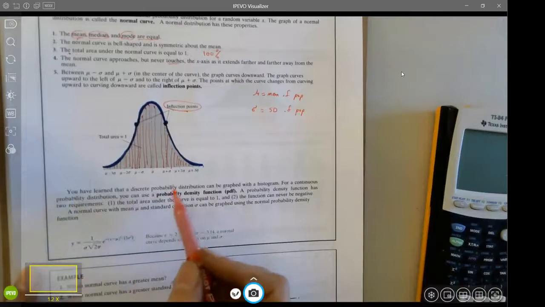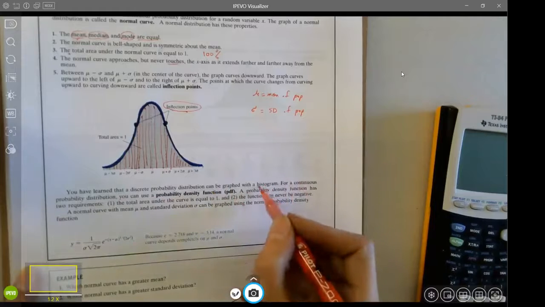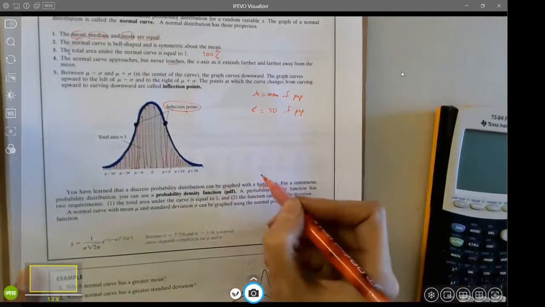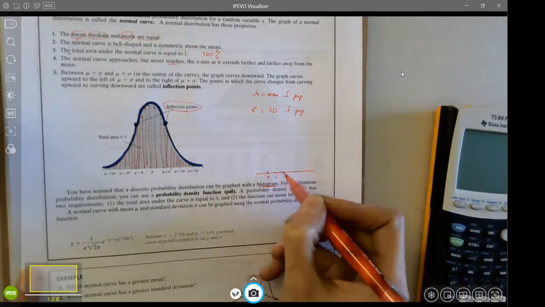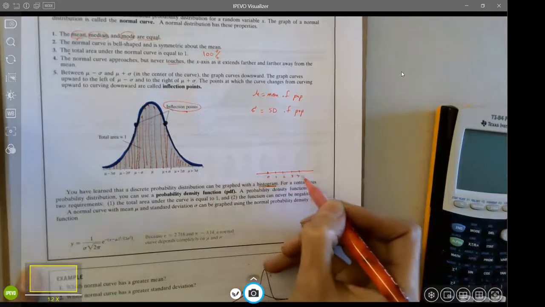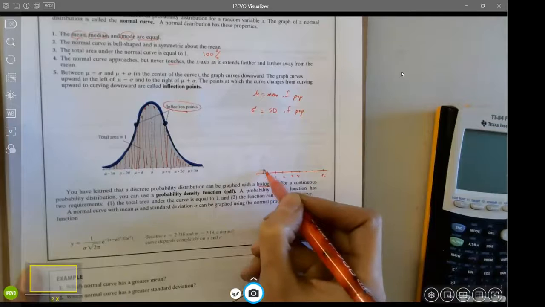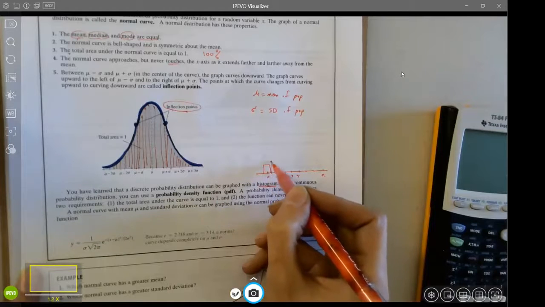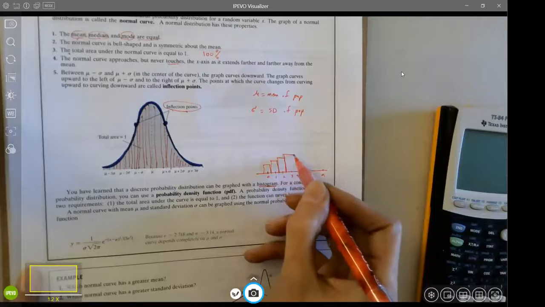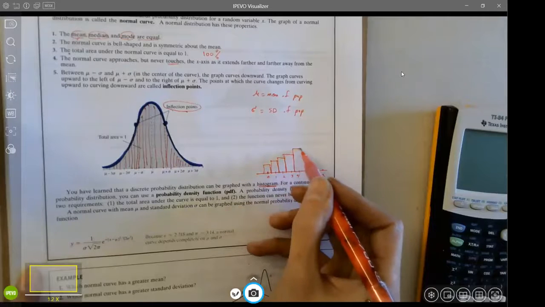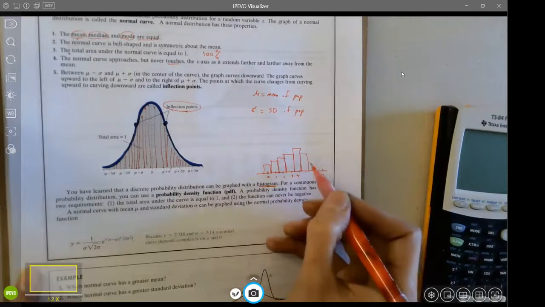So we have learned that a discrete probability distribution can be graphed using a histogram. Remember that it was like this. You had your x values, 0, 1, 2, 3, 4, and the rest stops at n. And then you had some bars. They are all attached together, no gaps in between, and you form your histogram. This is for discrete variables.